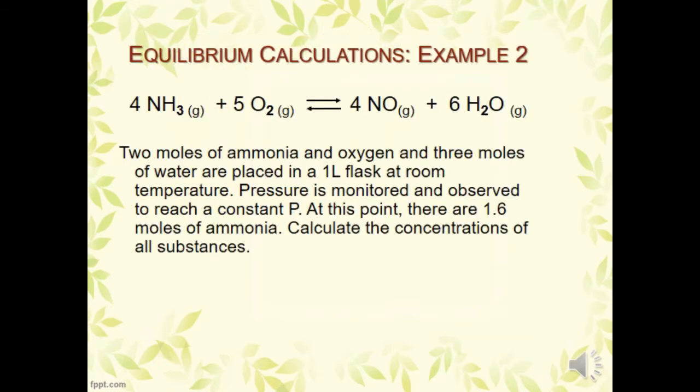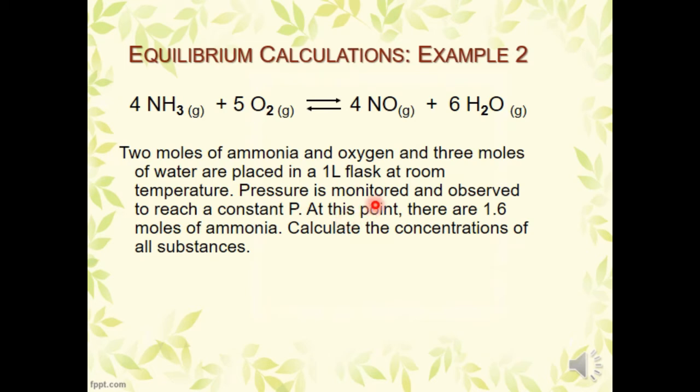Okay, the second example is based on this balanced chemical reaction. 2 moles of ammonia and 2 moles of oxygen, and then there are 3 moles of water, all placed in one flask at room temperature, and then pressure is monitored as the reaction proceeds until it reaches a constant pressure. When it reaches a constant pressure, it means it has already reached equilibrium.